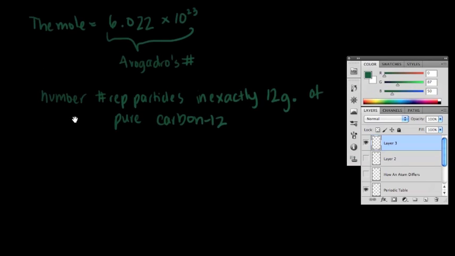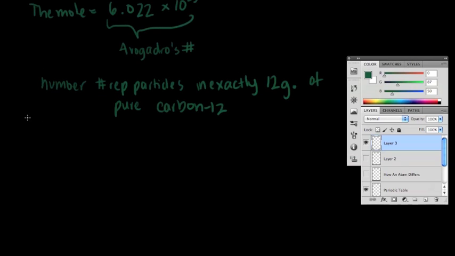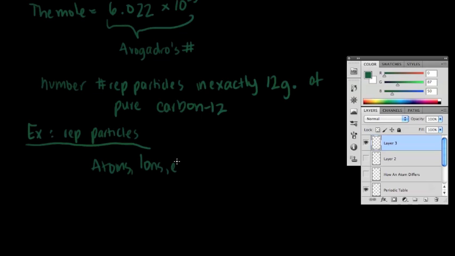Some examples of representative particles, because I mentioned that's the general term I'm going to be using from now on, are going to be things like atoms, ions, electrons, molecules, formula units, etc.